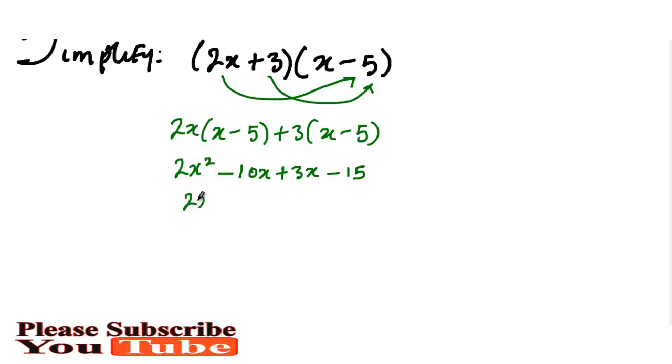So we can say 2x squared minus 10x plus 3x will give us minus 7x, then minus what? 15. So this is the simplified form of this particular expression.